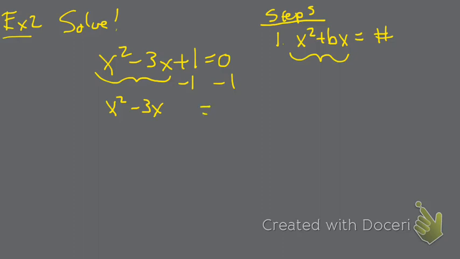Now I'm going to leave room on purpose here, a little space before the equal sign. Of course these cancel, right? And on the other side, 0 minus 1 is just negative 1. So I've accomplished that first step.